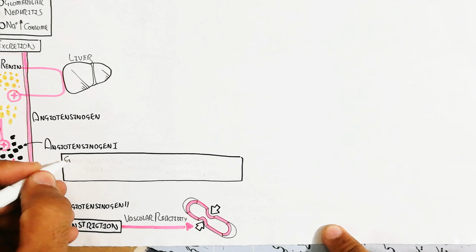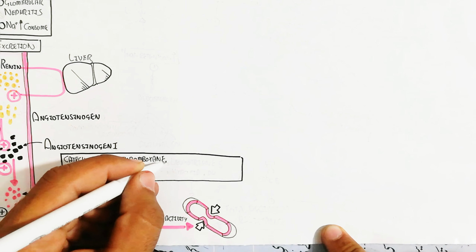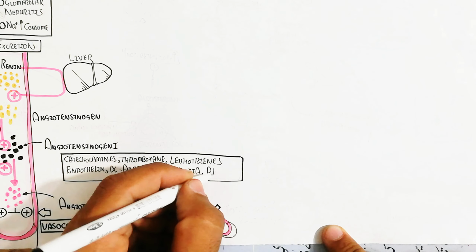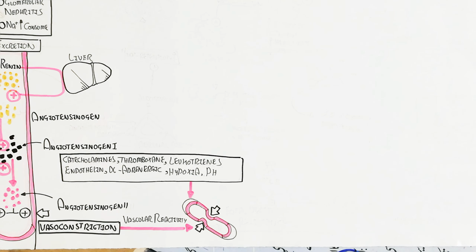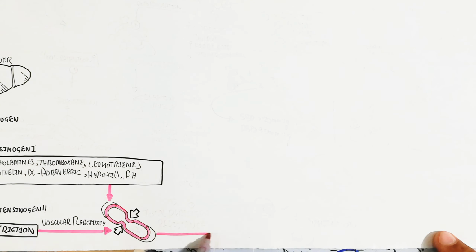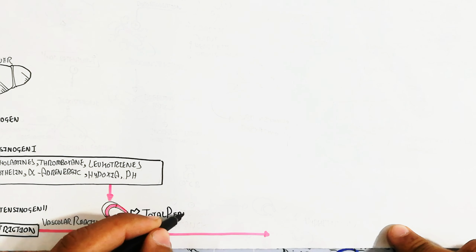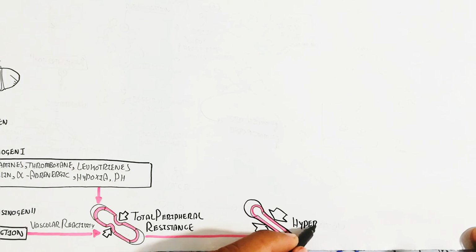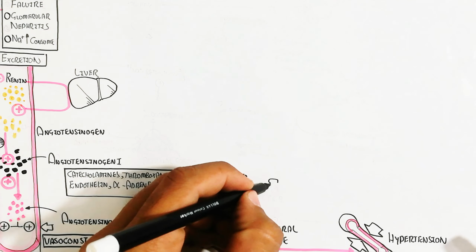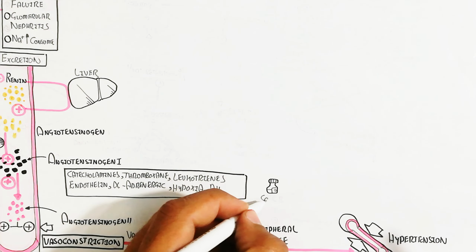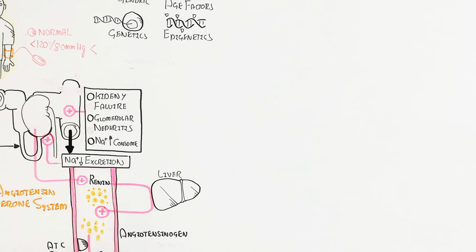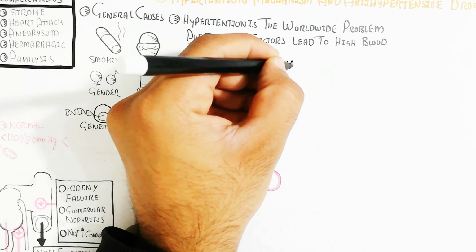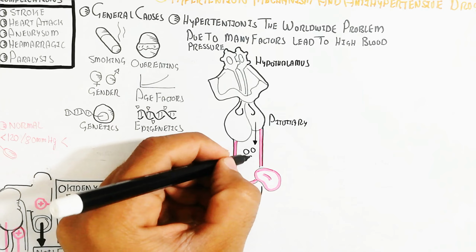But also the catecholamines, thromboxane, leukotrienes due to the inflammatory and allergic response, endothelin, alpha adrenergic stimulation, hypoxia, and pH changes will lead to vascular reactivity and total peripheral resistance. The vasoconstriction will lead to hypertension. So remember, the catecholamines and sympathetic nervous system, thromboxane, leukotrienes, endothelin, alpha adrenergic neurons, hypoxia and pH are involved in total peripheral resistance. Remember, the calcium channel blocker will inhibit total peripheral resistance and hypertension.